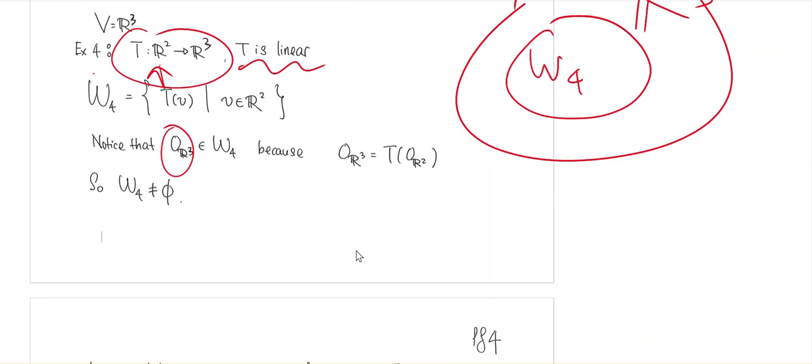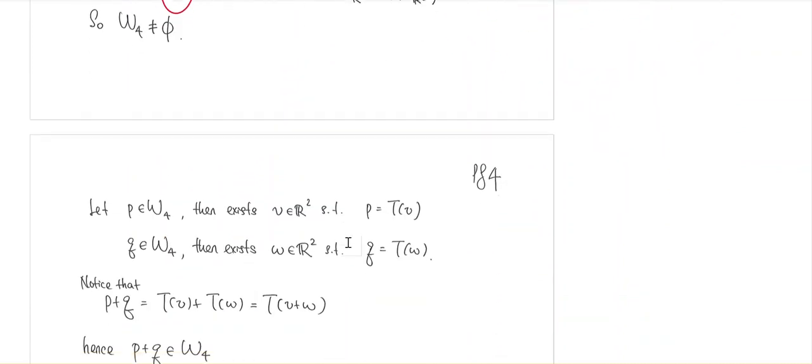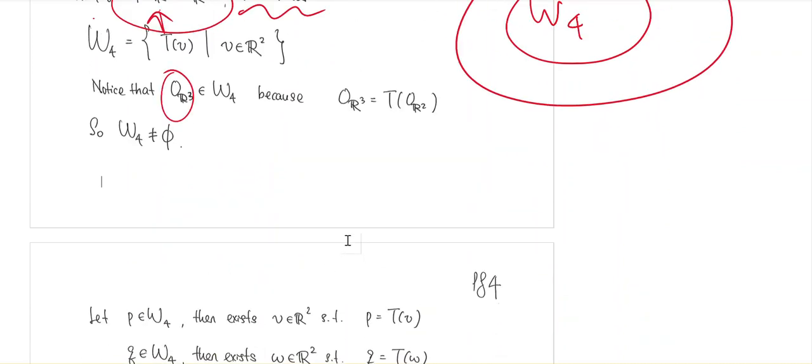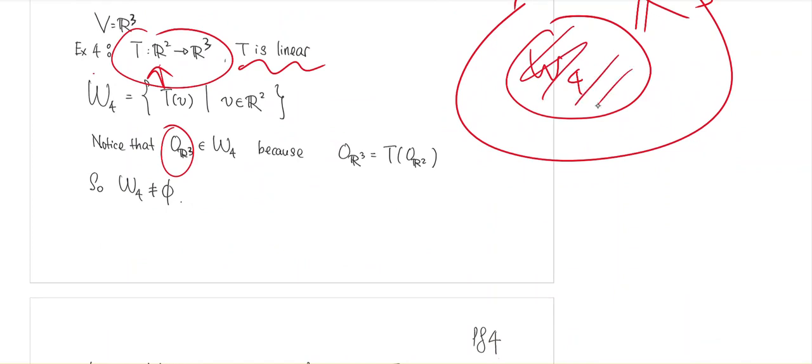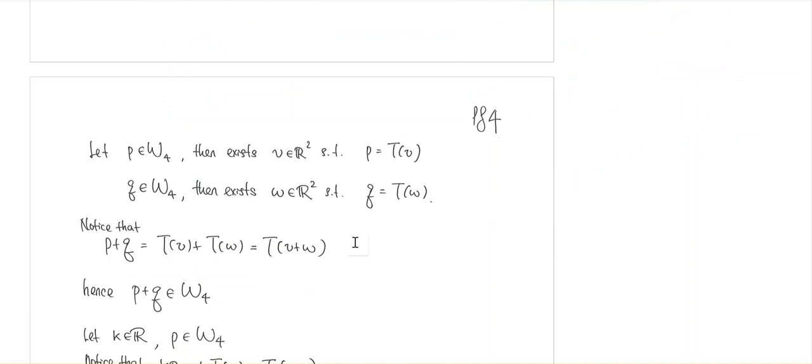Whether or not it's a vector subspace of R3 or just a subset depends on whether this W4 is closed under addition and closed under scalar multiplication. So let's pick an element P in W4. It means that P will be T of some V. Same thing as the one that we had in the previous example. They are the same thing.